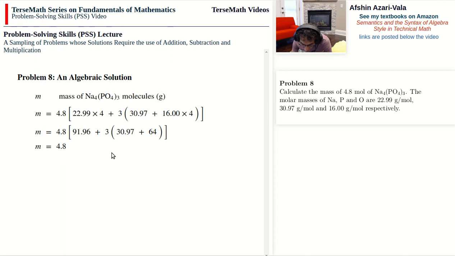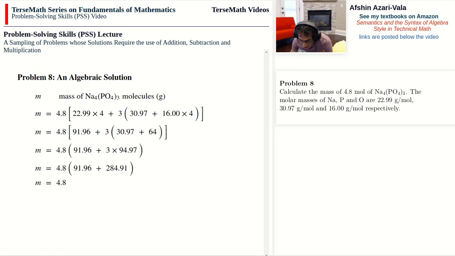Again, we need to work them out before we can multiply them. And the first term is now inside brackets. We have 91.96, and then we add 3 times 94.97. 94.97 now is the value of what we had here, the 30.97 plus the 64. Second factor still needs to be worked out, the brackets. Inside it we continue to have two terms, 91.96, which is the mass of 4 moles of Na, plus 3 times 94.97, and that's the mass of the 3 groups of PO4.